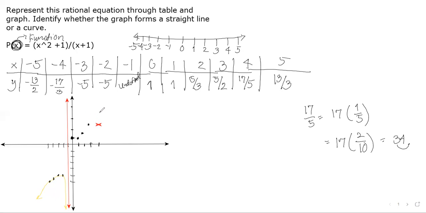Ito na lang yung 4. So, 3.4, somewhere in between. Yeah. The next is 5 and 13/3. Ayan, 13/3, 4.3333. So, 1, 2, 3, 4, 5. Then, 1, 2, 3, 4.3. Dito na lang. So, ayan na yung maximum. Pag iti-trace natin iyan, ito yung mabubuo natin.